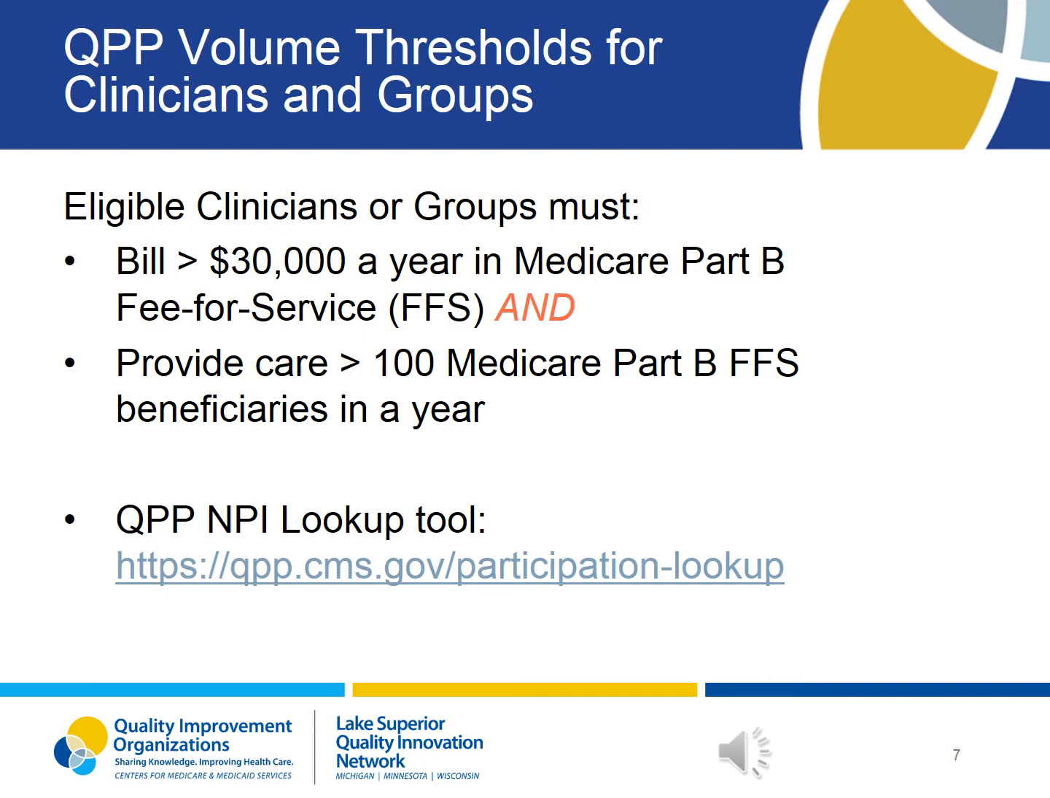The minimum thresholds are $30,000 of Medicare Part B allowable charges and a minimum of 100 Medicare Part B beneficiaries per year. Both of these thresholds must be met or exceeded on an annual basis to be considered eligible for MIPS. Again, these thresholds apply to both the individual or group reporting levels.